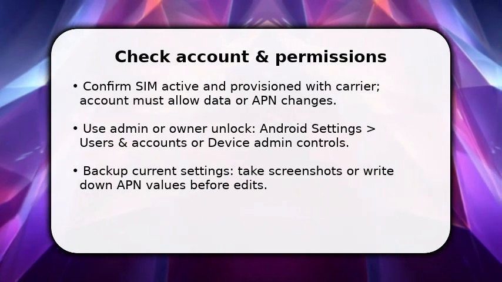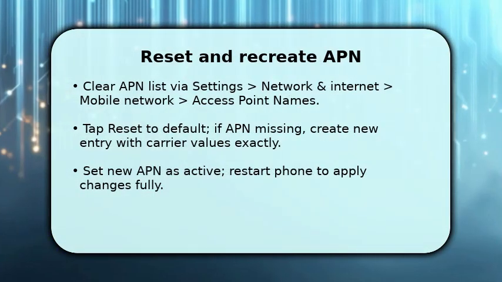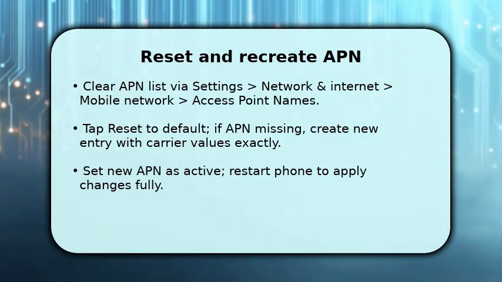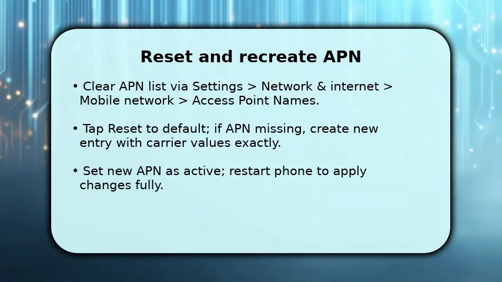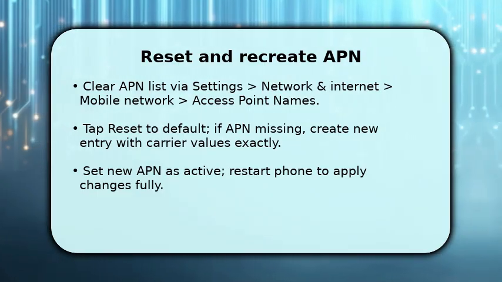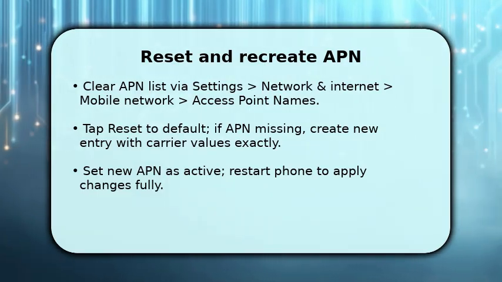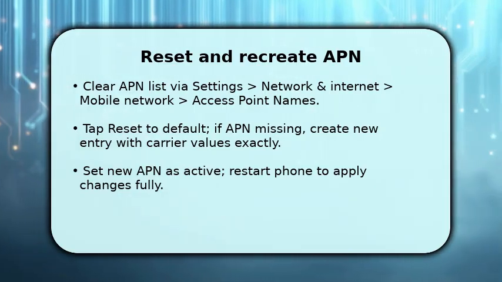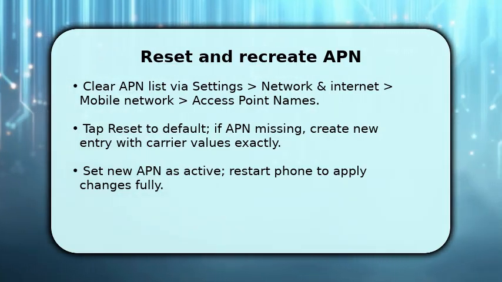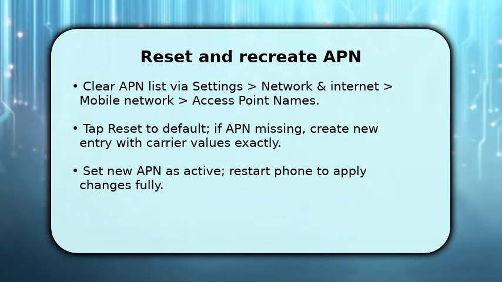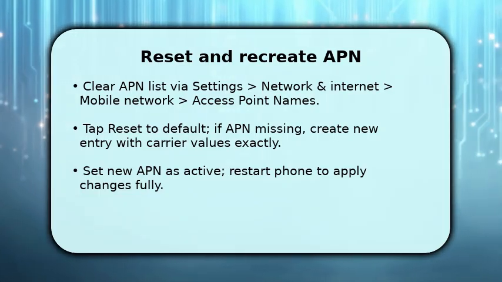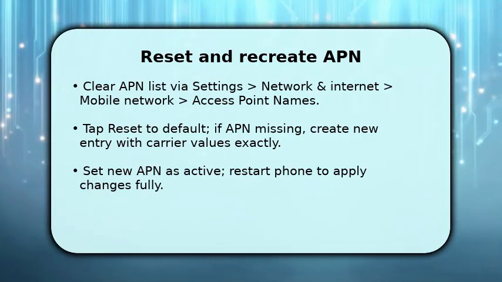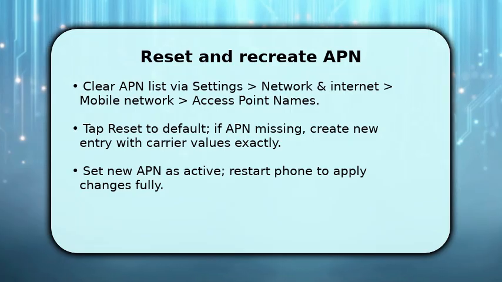Now you reset and rebuild the APN list because missing or corrupted entries cause the not available error. Go to Mobile Network Settings, open Access Point Names, and choose Reset to Default. If the carrier values don't return, tap Add to create a new APN. Enter the carrier's exact values for name, APN, MMSC, MMS proxy, and APN type. Small typos break connectivity. After saving, select that APN and restart the phone so settings take effect.